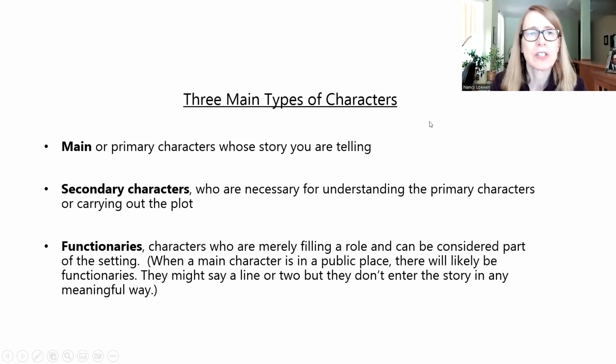There are three main types of characters. The main character is the primary character whose story you are telling. Sometimes you might have more than one main character. Secondary characters are the people who are important to the main characters, basically. They're necessary for understanding them and carrying out the plot. And then functionaries are characters who are just filling a role. I think you can maybe consider them part of the setting. So for example, if a main character is at a restaurant, there's going to be a server, right? You're not going to want to go into great detail about that, but you can have just enough details so that the reader gets a vivid mental image of what's going on.